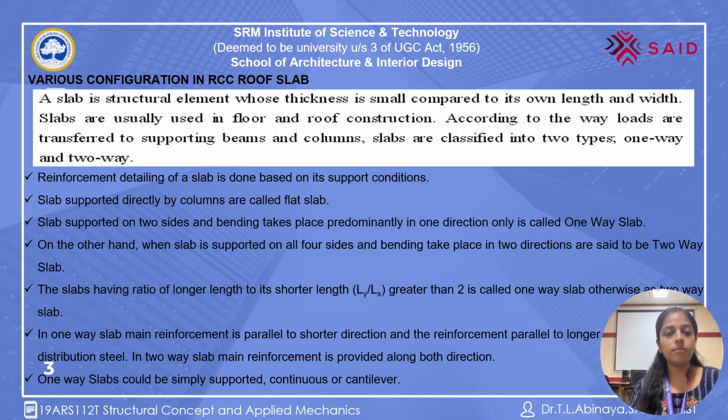The reinforcement detail of the slab is done based on its support condition. A slab supported directly by the column is called a flat slab. A slab supported on two sides, where bending takes place predominantly in one direction only, is called a one-way slab. On the other hand, a slab supported on all four sides, where bending takes place in two directions, is said to be a two-way slab. So there are two types of slab: one is one-way slab and the other is two-way slab.